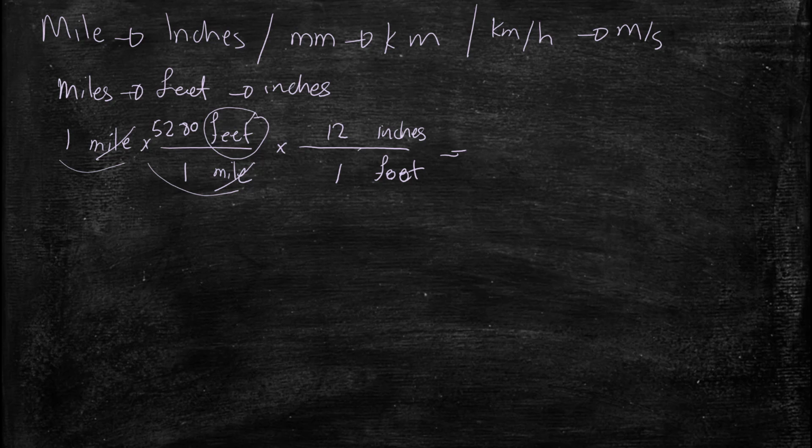Now feet and foot are going to cancel, and my final answer is going to have a unit in inches, which is exactly what I planned for. When I put in my calculator 5,280 multiplied by 12, I will have my answer as 63,360. So that's one. Now let's move on to the next example.